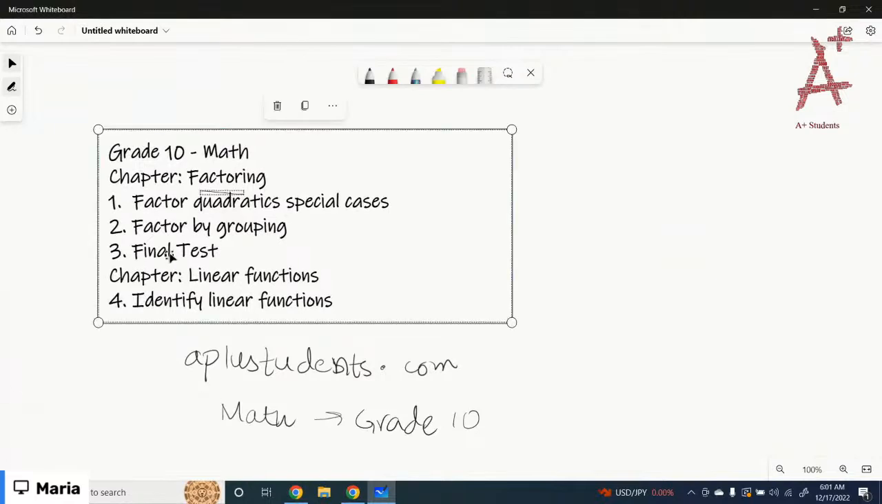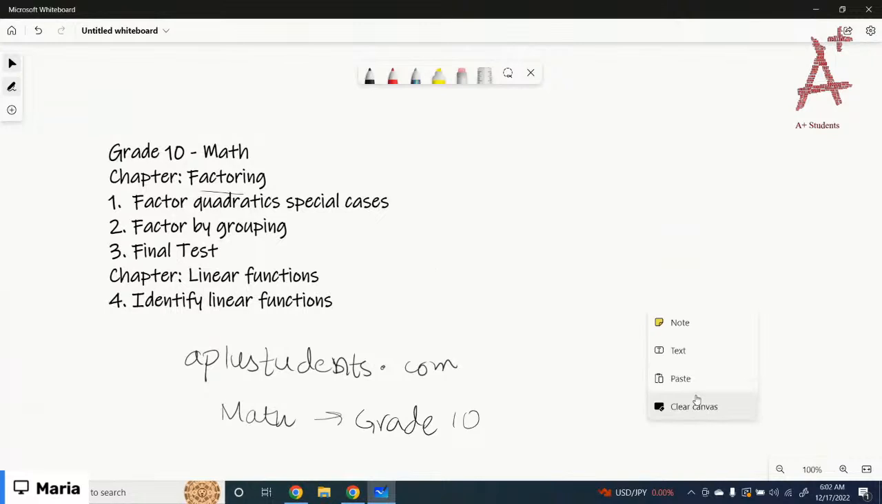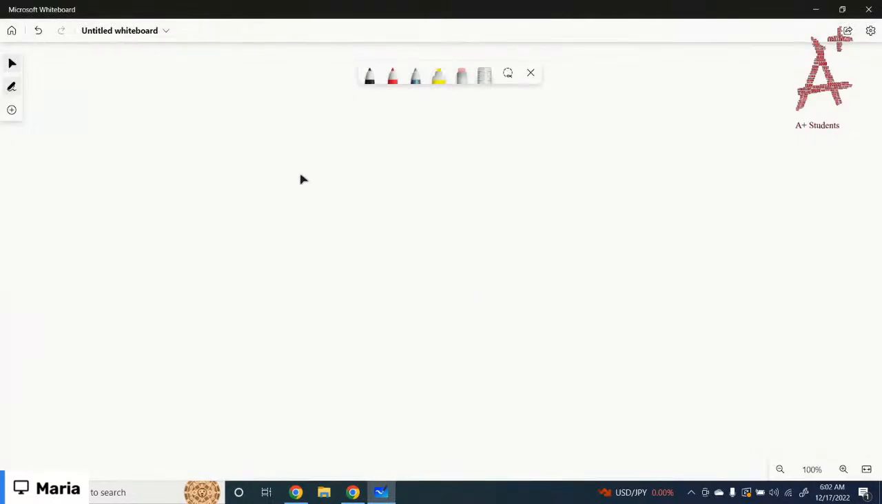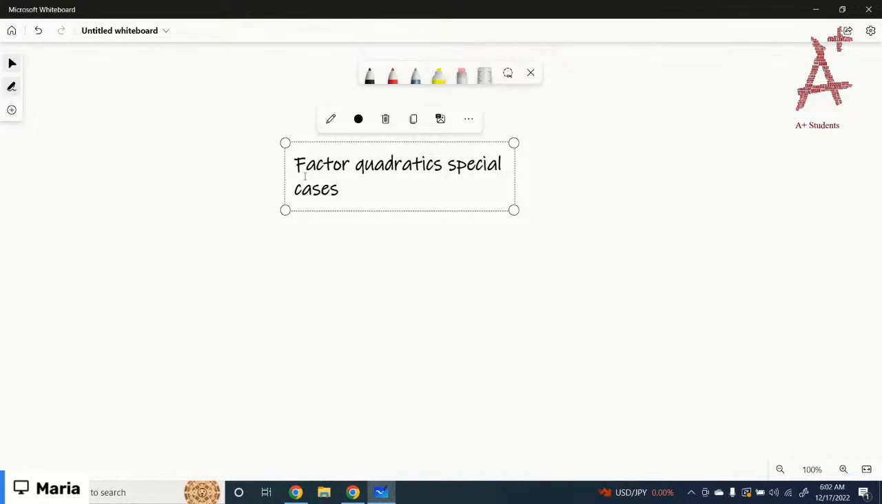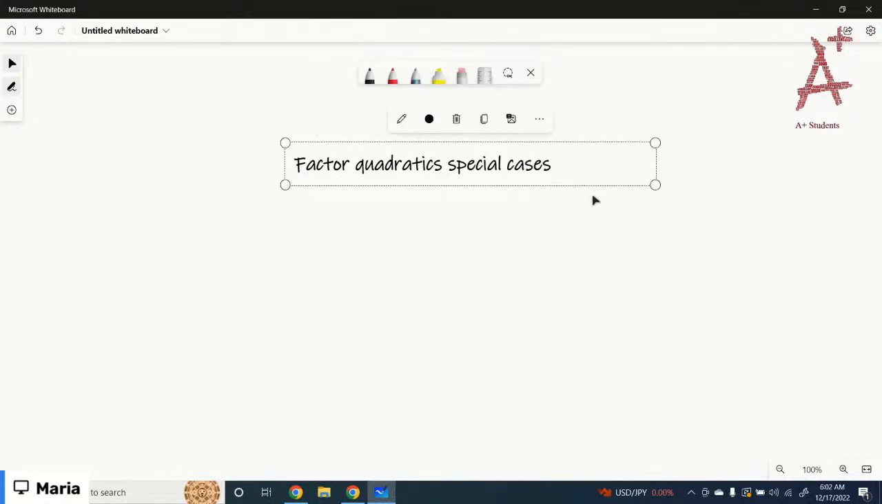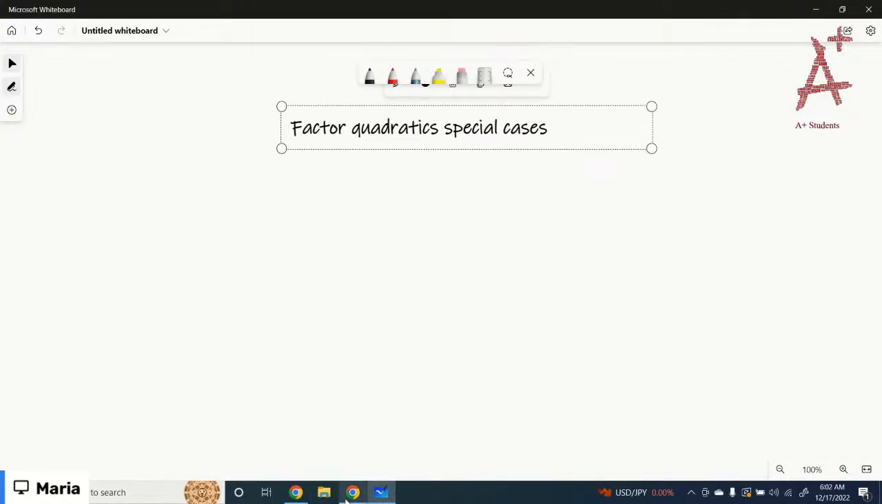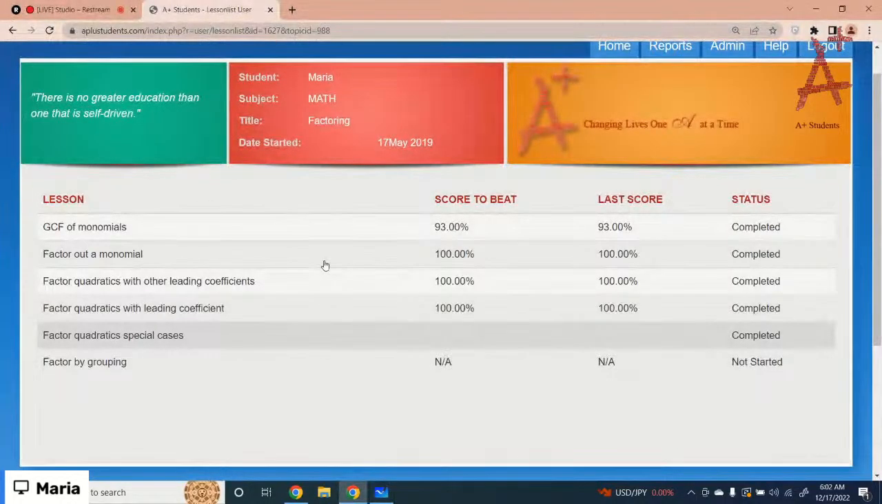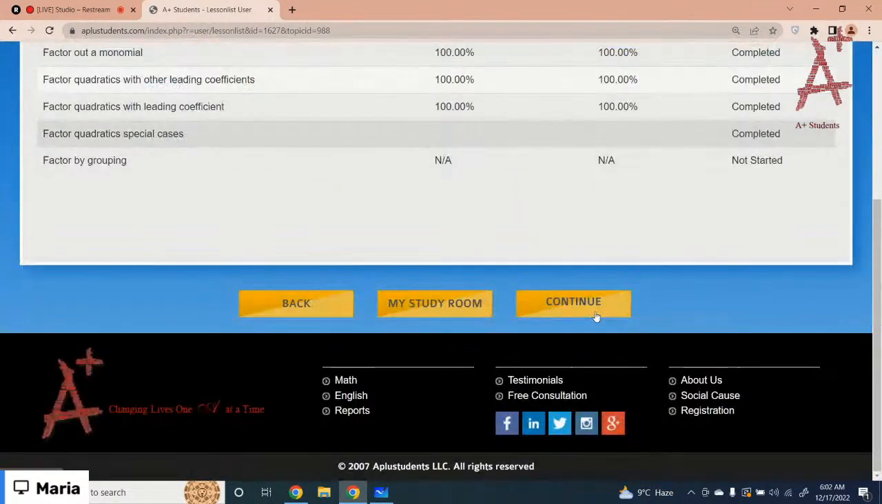Let me write down the lesson name. Factor, quadratics, special cases. So here I am on grade 9 maths. The chapter name is factoring, and here is the lesson factor quadratic special cases. Let's start with the chapter.